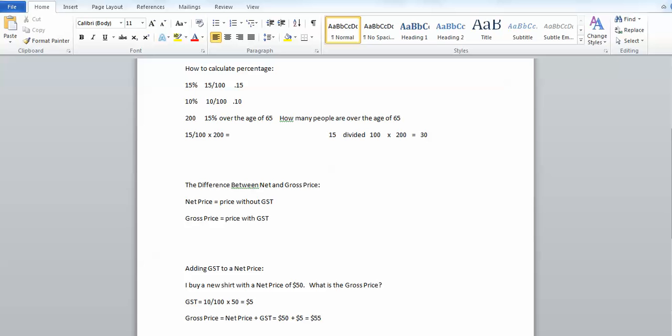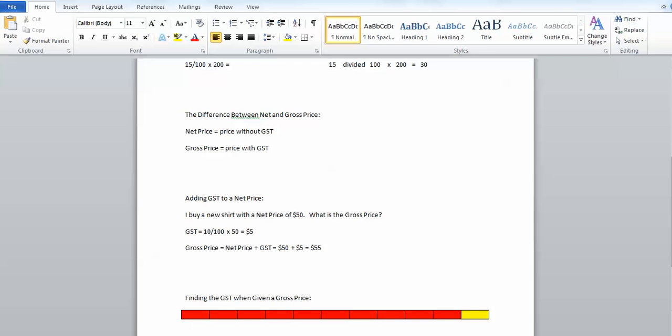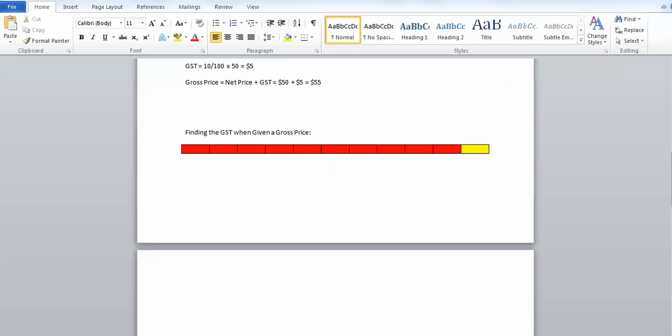With the rule, the gross price equals the net price plus the GST, you may not have to memorise that. You might be able to look at that and say intuitively, this makes enough sense that I can understand this rule without having to go to the trouble of doing all the memorisation of it. The last thing we've got to do is find the GST when we start with a gross price.